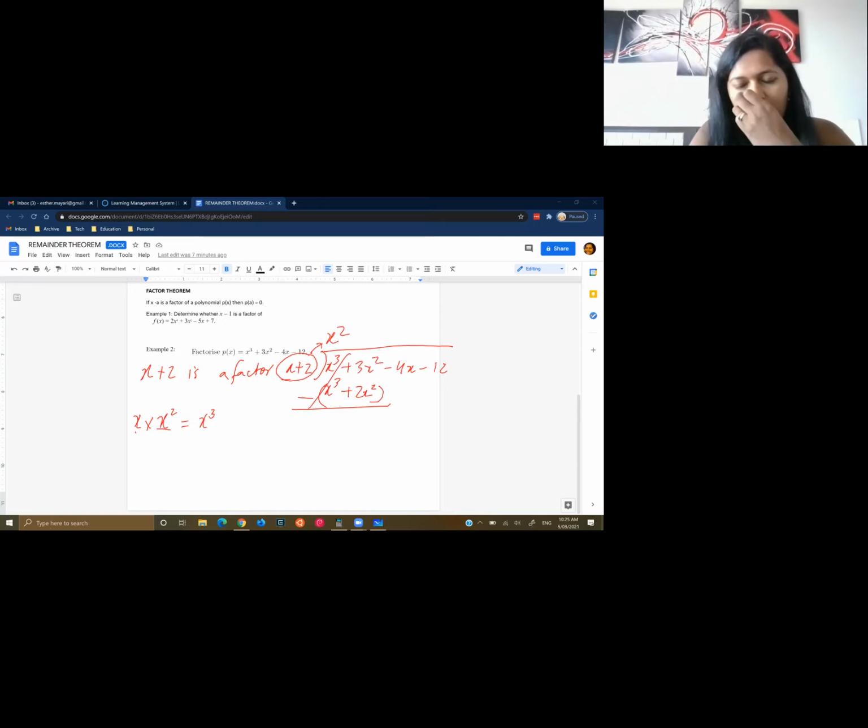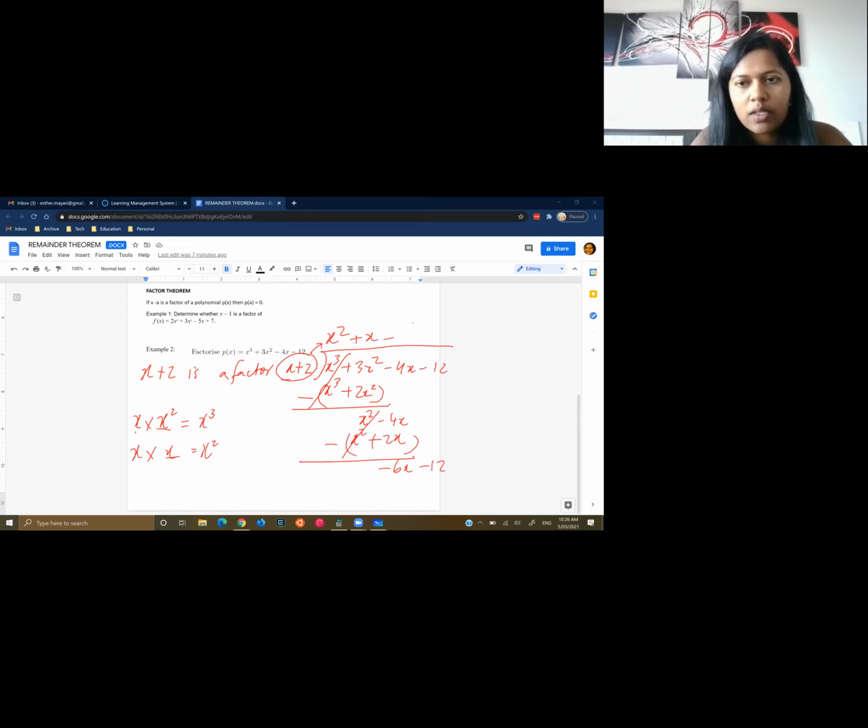3x squared take away 2x squared is x squared, and I've got x squared minus 4x. Now, x times what gives me x squared? It's x, so I'm going to put x there. So x plus 2 times x will give me x squared plus 2x. Now subtract. It's gone. Minus 4x minus 2x is minus 6x. And bring down the 12.